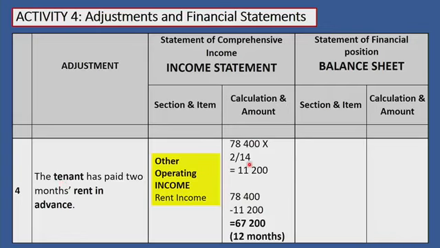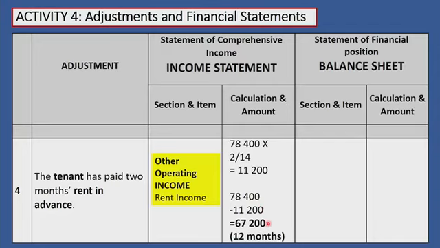Why did I divide by 14? Because 2 months in advance means 12 plus 2, I've received 14 months. And I want to know what 2 of them would be. So this 11,200 must be taken off the balance.